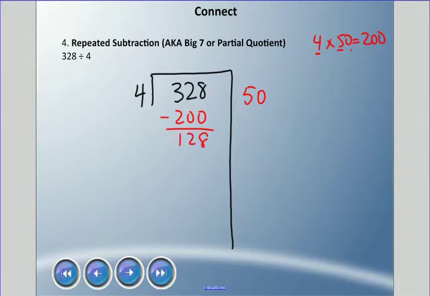Can I do 4 times 50 again? No, that's 200, too high. But I could choose, how about 10? It doesn't really matter. As long as it's lower, 4 times 10 is 40. So I can subtract that.